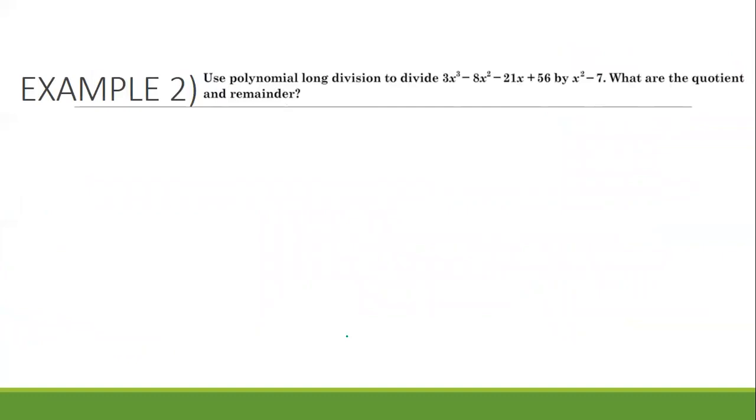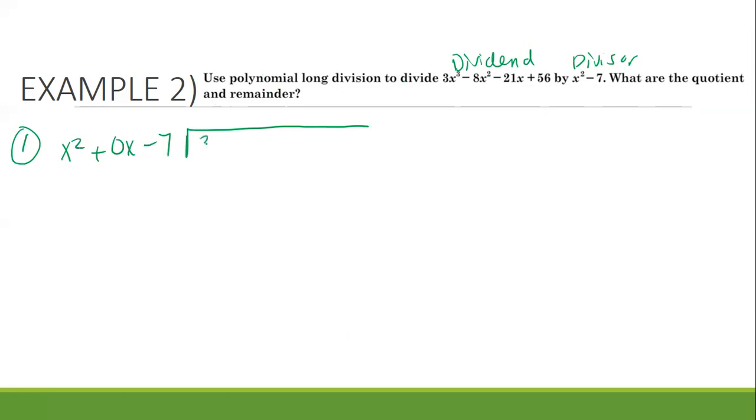So it says use polynomial long division to divide 3x cubed minus 8x squared minus 21x plus 56 by x squared minus 7. What are the quotient and the remainder? So my dividend and my divisor. Step 1 is to set it up. My divisor has a missing linear term, so I'm going to put x squared plus 0x minus 7 divided into 3x cubed minus 8x squared minus 21x plus 56.